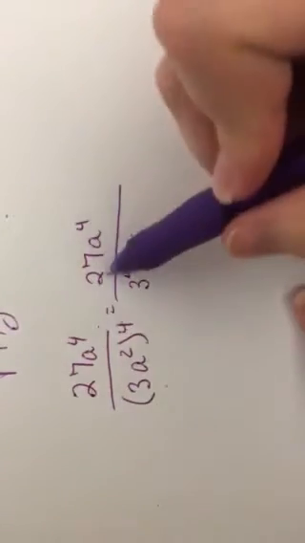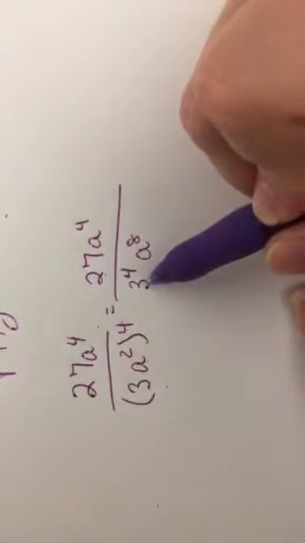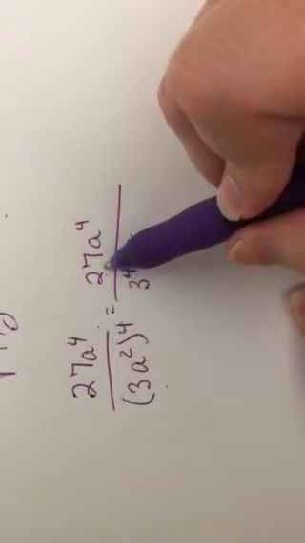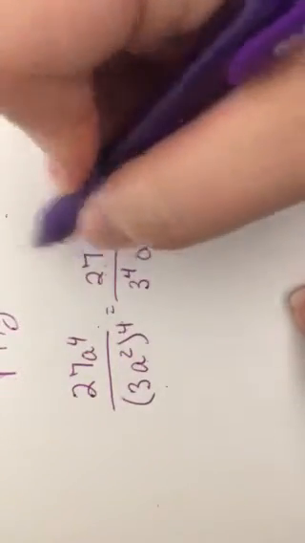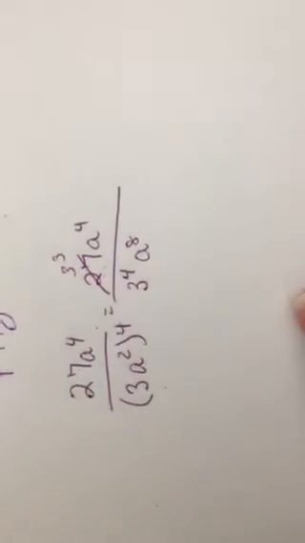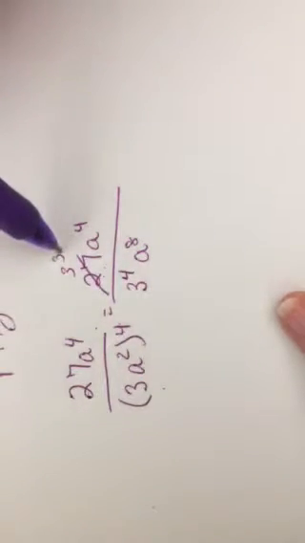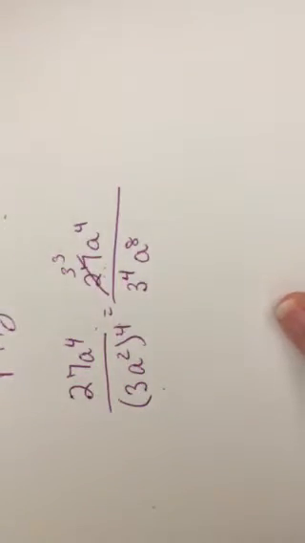All right, now what you can do here is go to this 27, and let's rewrite that with a base of 3. So 3 to the what power gives you 27? Hopefully you said 3 to the 3rd power. Now, you don't have to do it that way. This is going to make your life just a little bit easier, okay, because this is where we have the same base and we can subtract our exponents and do all that fun stuff.